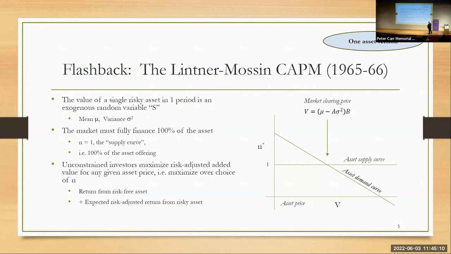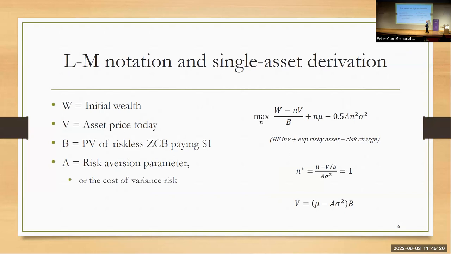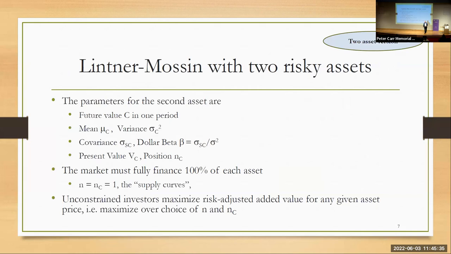So you can see it's a familiar model to all of us who've studied finance. But we didn't always go back and look at these early versions. Here's the formula. It's quite simple. It's a quadratic form. It's an unconstrained maximization that the investors perform, and it leads to an asset price which clears the market, so it makes the number of securities issued equal to 100%.